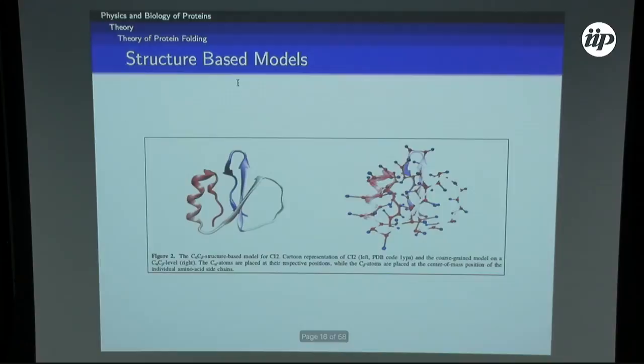Here we have CI2 and one representation of a C alpha, C beta model. The red bits are the C alpha, the blue bits are the C beta, and you can see the differences here. In this model we put the C beta at the center of mass, just to try to differentiate one residue from another, like alanine, for example, from tryptophan, because they have a different set of mass of the sidechain.